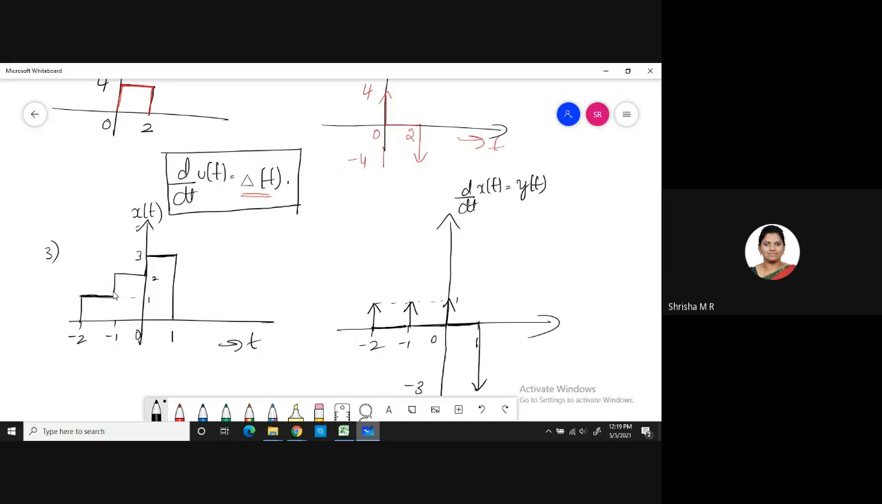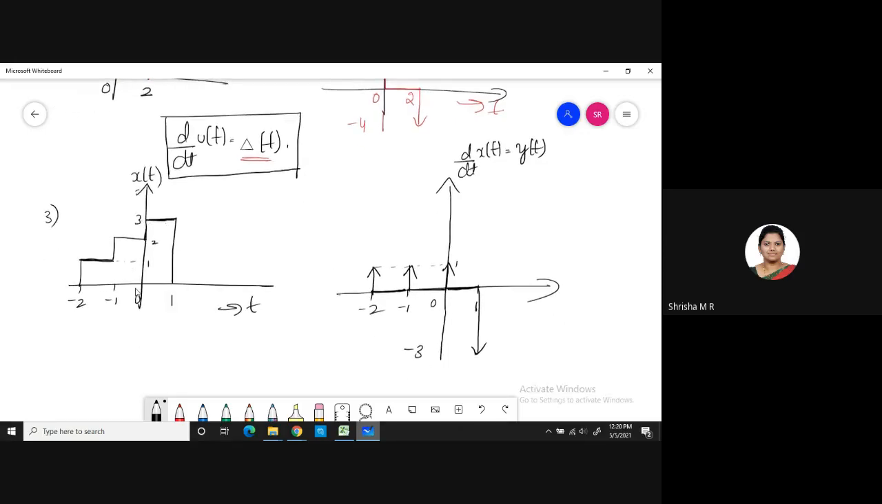Again at -1 you have an increase of one step, so again you have an impulse here. Again from -1 to 0 it's constant, so it will come back to 0 and it will be constant. At 0 again you have an increment of 1 step, so again you have a unit impulse. Again from 0 to 1 the signal will be constant. At 1 the signal is dropping from amplitude 3 to 0. It's coming down 3 steps, so here you have an impulse which is coming 3 steps downwards. Got it?